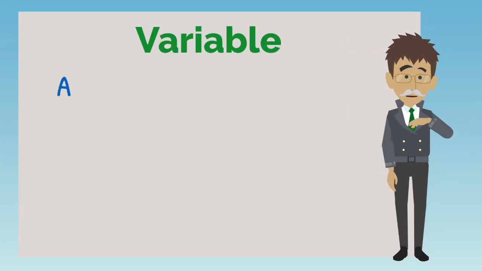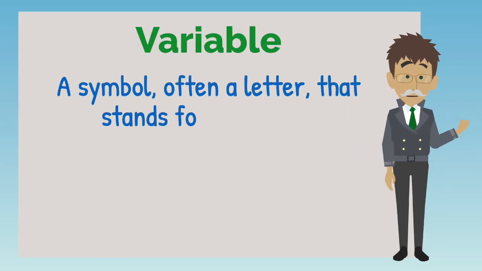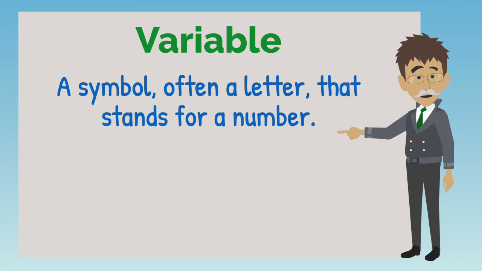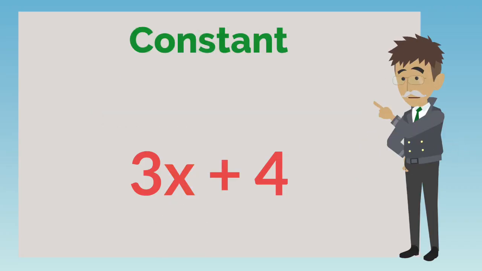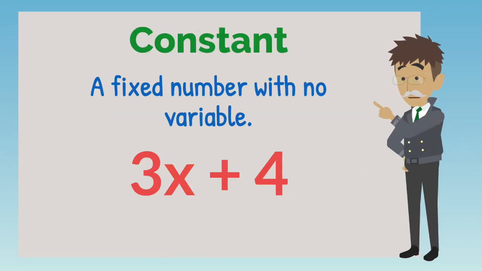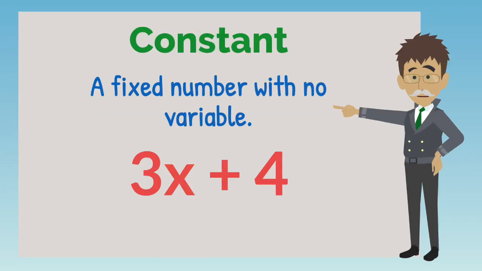Variable. A symbol, often a letter, that stands for a number. In the statement 3x plus 4, x is the variable. Constant. A fixed number with no variable. In the example, 3x plus 4, 4 is the constant.